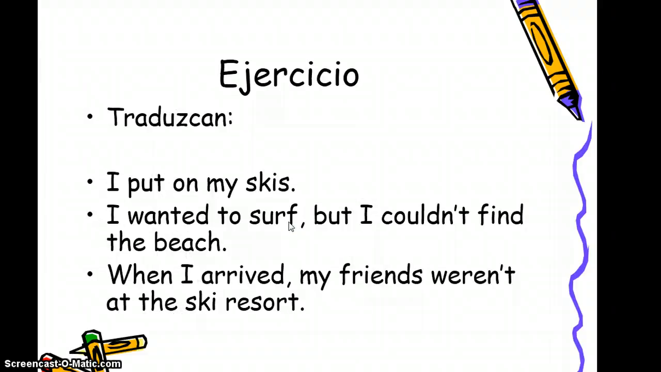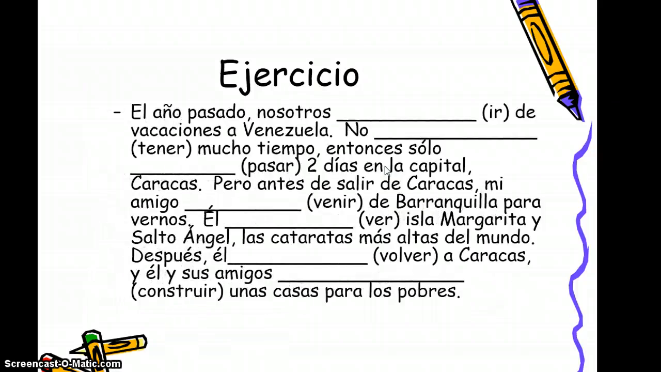All right, here's a little exercise for you. Try translating the following sentences on a separate sheet of paper and bring them to class tomorrow, please. And here you can try to fill in the blanks with the verbs that are indicated. Again, on your separate sheet of paper, bring it to class tomorrow as part of your homework.